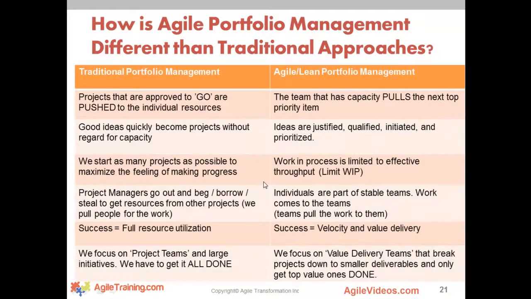So then, how does traditional differ from Agile portfolio management? So think about it this way. Traditionally, projects that are approved, they're approved to go, they're pushed immediately to the individual resources. I'm sure you have this go, no-go decision, right? You take a project, you go through your process to write a business case, get it approved. Once it's approved, someone has to make a go, no-go, and once they say go, what happens? You go find a project manager, right? And that project manager has to go beg, steal, and borrow resources from other projects because you've now become the #1 priority. That's wrong. That's not the way to do it.